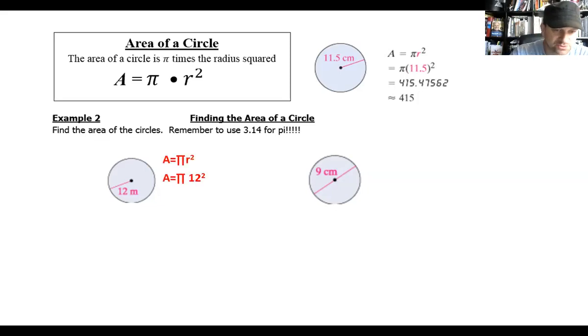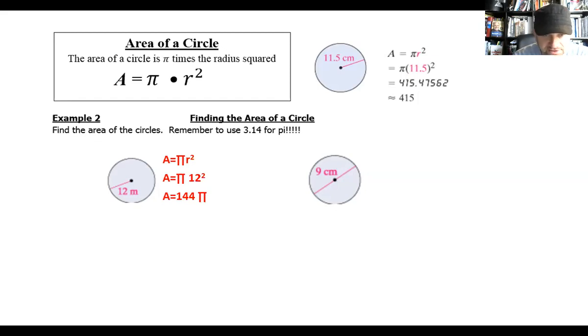So we're going to have 12 squared times pi, which gives us 144 pi. And when we convert that to a decimal, it's 452.38. And so that would round down to 452. All right, next one.